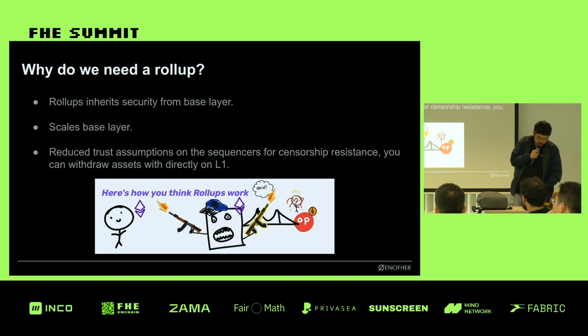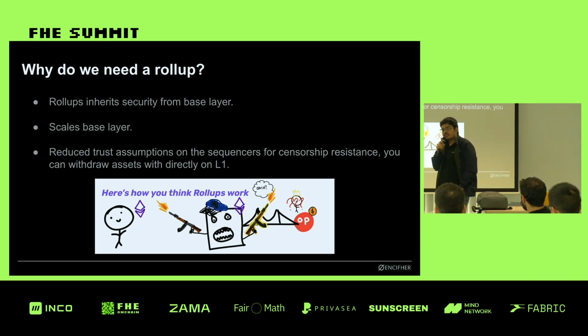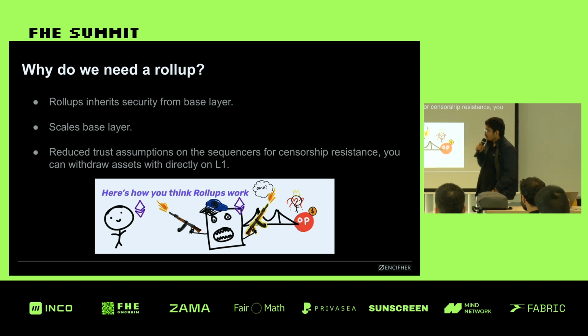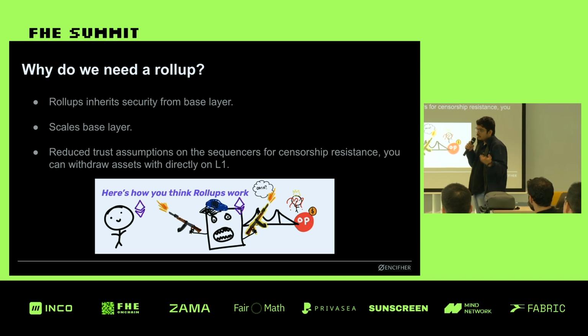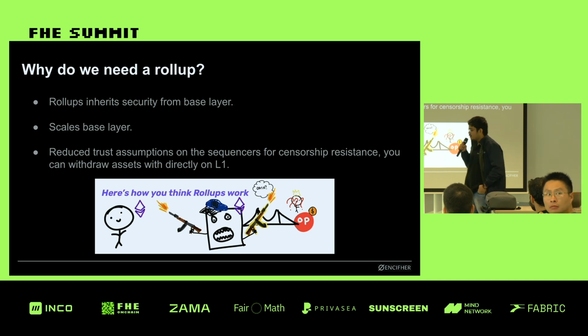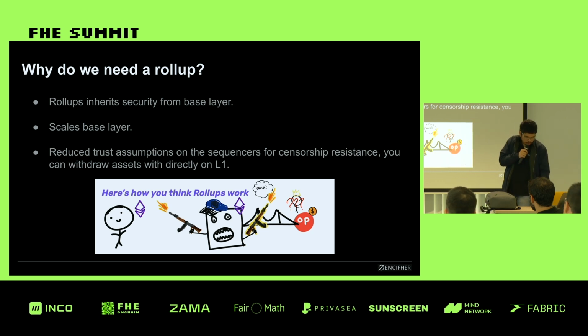So why do we need a rollup? While discussing the differentiation between a rollup and a sidechain, we already discussed the needs of a rollup. Rollups help us inherit the security from the base layer itself. They scale the base layer by offloading the execution, and they have reduced trust assumptions and censorship resistance, since there are certain mechanisms like force inclusion and whatnot which we inherit from the base layer itself. So this is a bit about rollups.